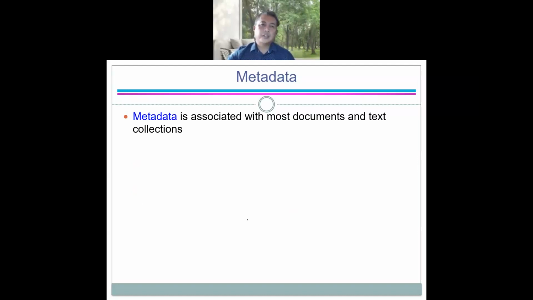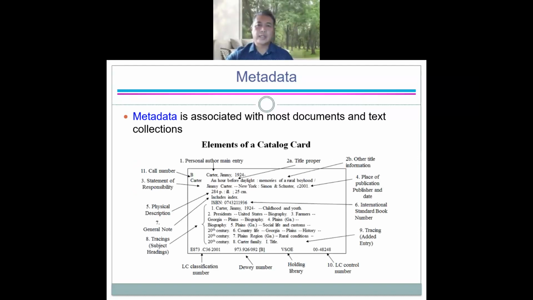Metadata is associated with most documents and text collections. So we are looking at all this information like the title and the physical description. Last time, they used what we call the catalog card, which stored all this information. During my time, or maybe you have experienced this before, when you look for a book, we use the catalog card. But now all has been digitized into a system. So you just look at the catalog card system, which will store all the necessary information.